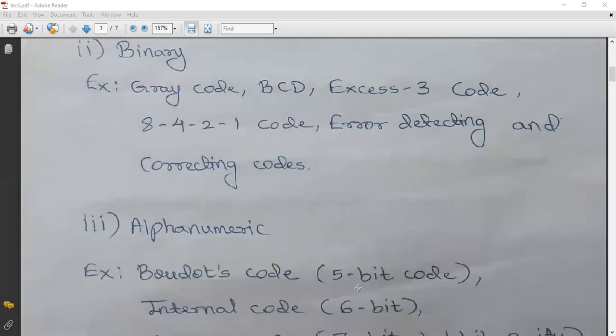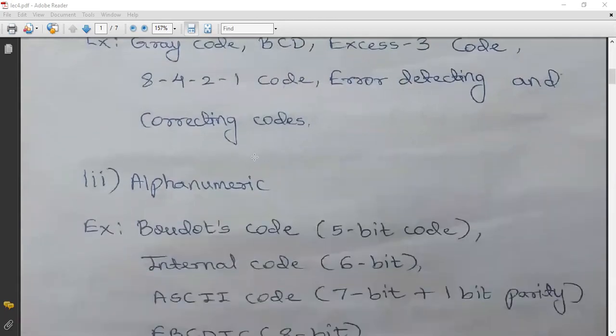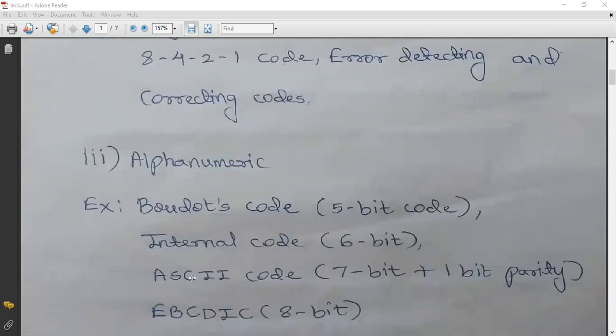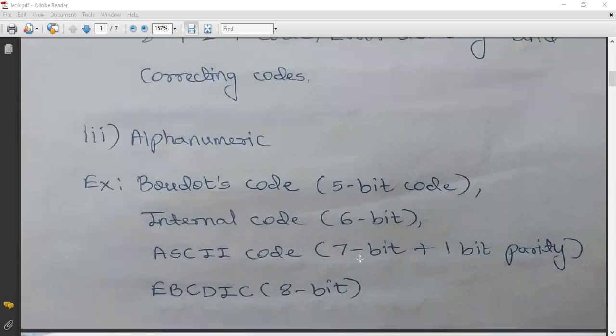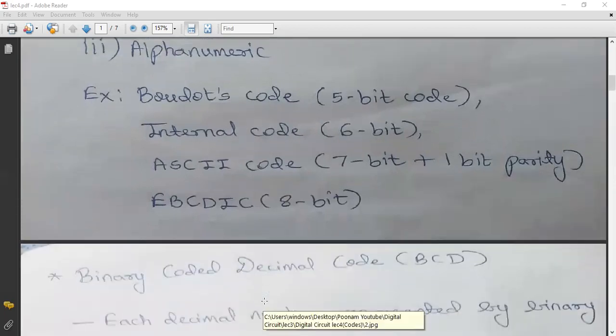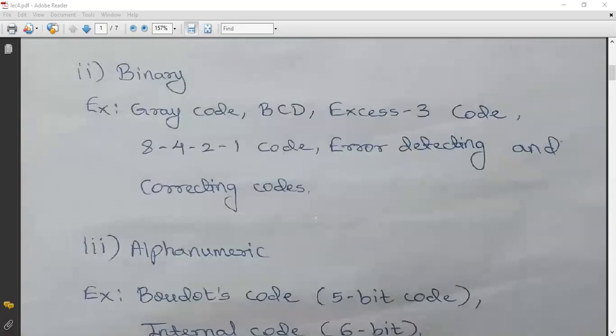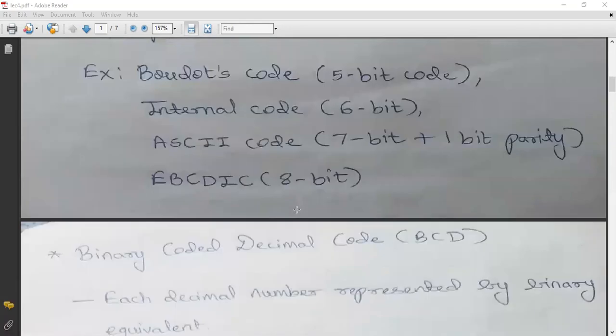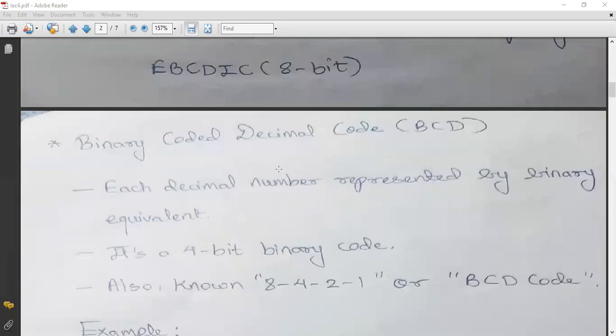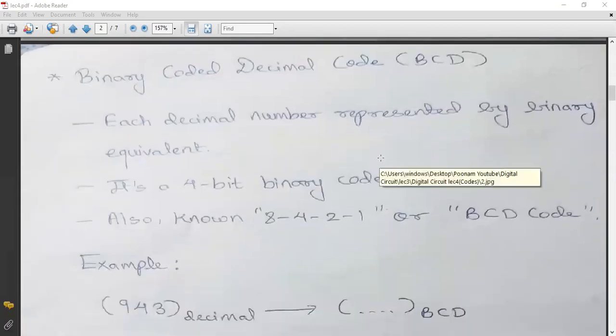The last one is alphanumeric code. The example of alphanumeric code is Baudot's code, that is a 5-bit code. The next is internal code, which is a 6-bit code. ASCII code, 7-bit plus 1-bit parity is included in it. The next are APC, EBC, DIC, which are 8-bit codes. Now from this list, we are going to see some binary codes. So let us begin. The first one is binary coded decimal code, which is also known as BCD code.